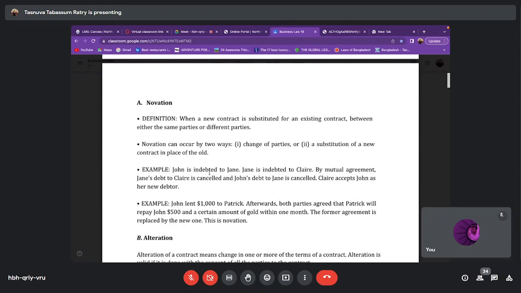What happened to the contract between Jane and Claire? It is also cancelled. How is it cancelled? It is cancelled by novation. Due to change of parties, a new contract has substituted an old contract. As a result, the old contracts between John and Jane, and Jane and Claire, have been cancelled due to novation. So this is example one, of how novation can take place. Is everyone clear, or do I have to repeat again?